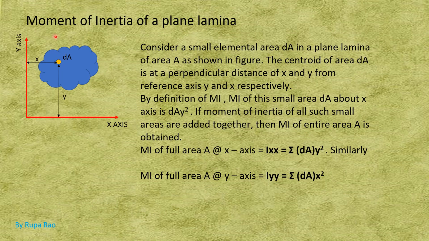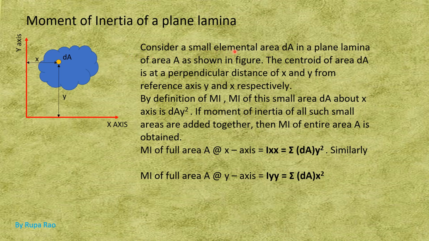Now, here I'm explaining the moment of inertia of a plane lamina. This is some lamina whose total area is capital A. In this area, we consider an elemental area dA, and its distance from the x-axis is y, and for this area dA, its distance from the y-axis, this horizontal distance, is x.